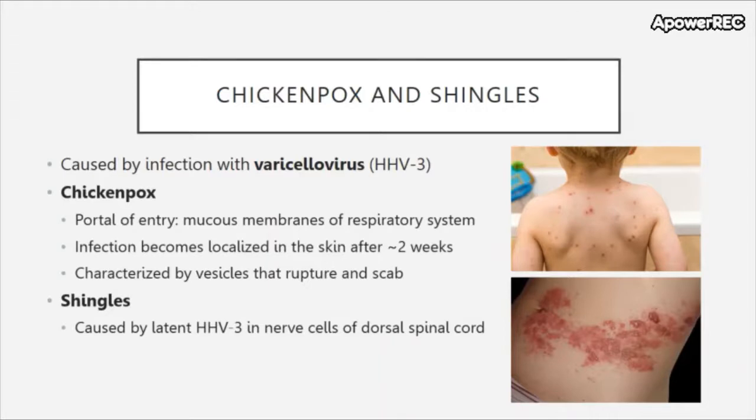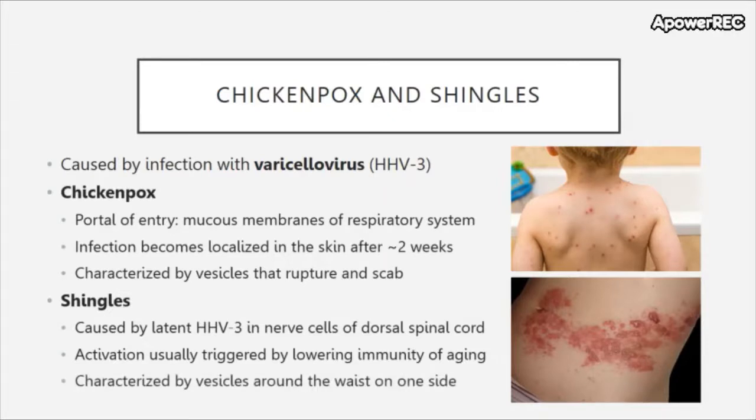What happens is an individual already had exposure to chickenpox, and the HHV3 lies dormant in our systems, and we're long-term carriers for the rest of our life. Under certain conditions, it can be activated. This activation is usually triggered by a lowering of the immunity, typically with age. And it's expressed a little bit differently than chickenpox.